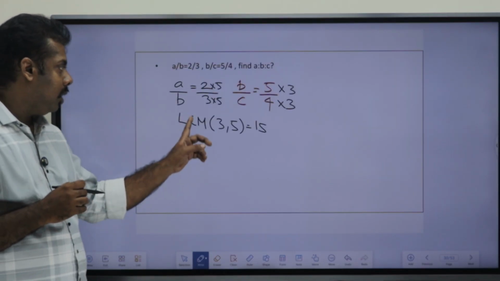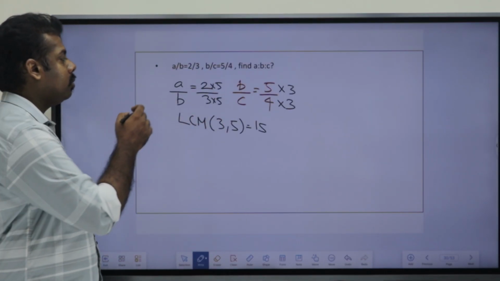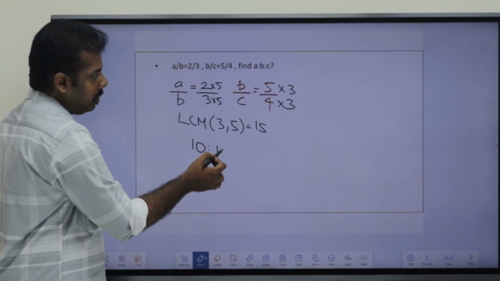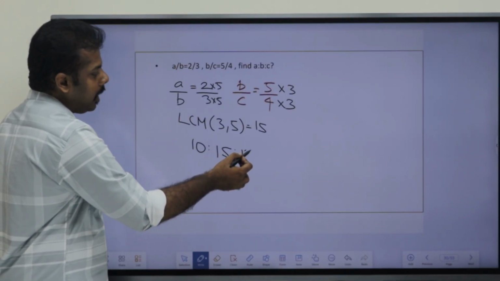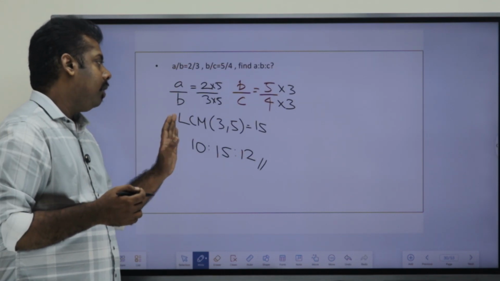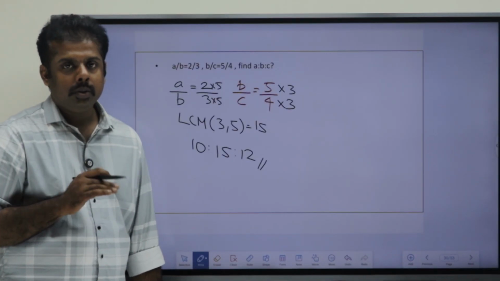Okay, now the value of B is the same, so we can directly connect and write the answer. As we can see, the value of A is 10 here, the value of B is 15 and the value of C is 12. Okay, so our answer is 10 is to 15 is to 12. I hope that you got the solution.